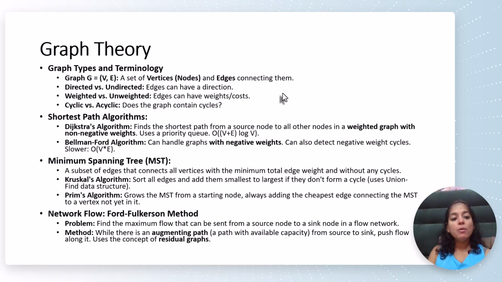Then we talked about the minimum spanning tree. From a graph, we want to create a tree which has the minimum cost. For this, we use Kruskal's algorithm or Prim's algorithm. Then there is the network flow problem, in which we try to find the maximum flow from the source node to the sink node, if each edge has a flow and a capacity. We use the Ford-Fulkerson algorithm for this one.